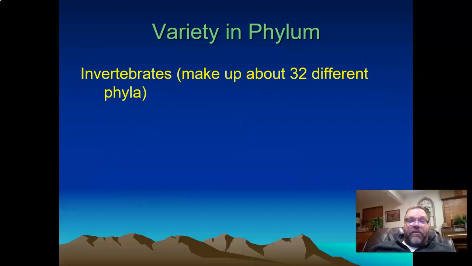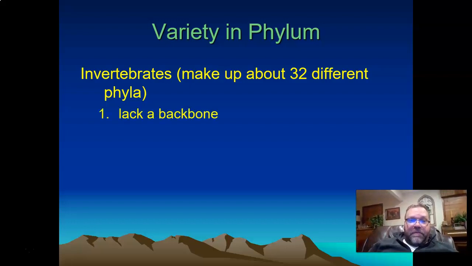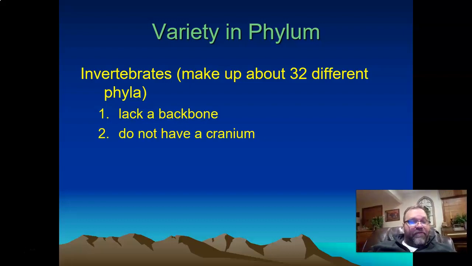Invertebrates, these are the ones without the backbone. They make up about 32 different phyla. They do not have a backbone, so they don't have vertebrae.